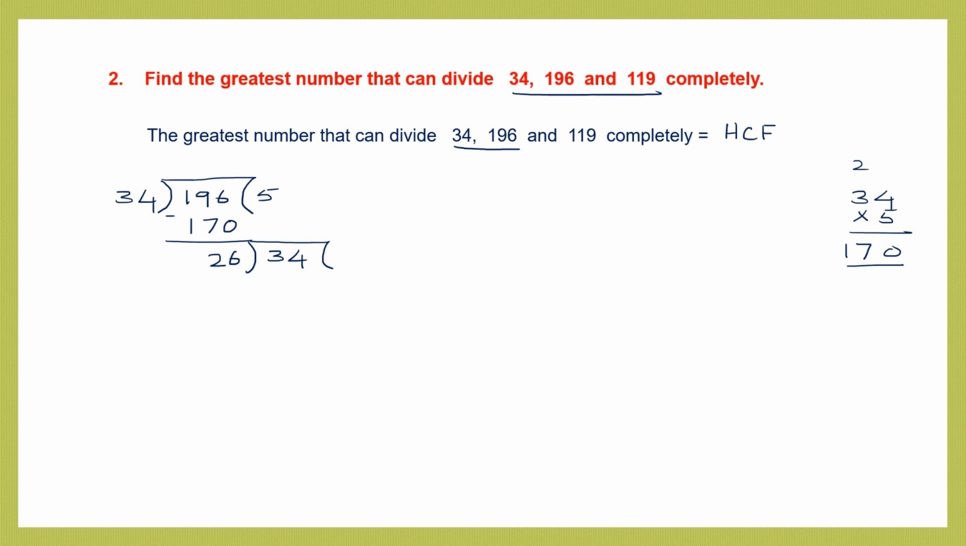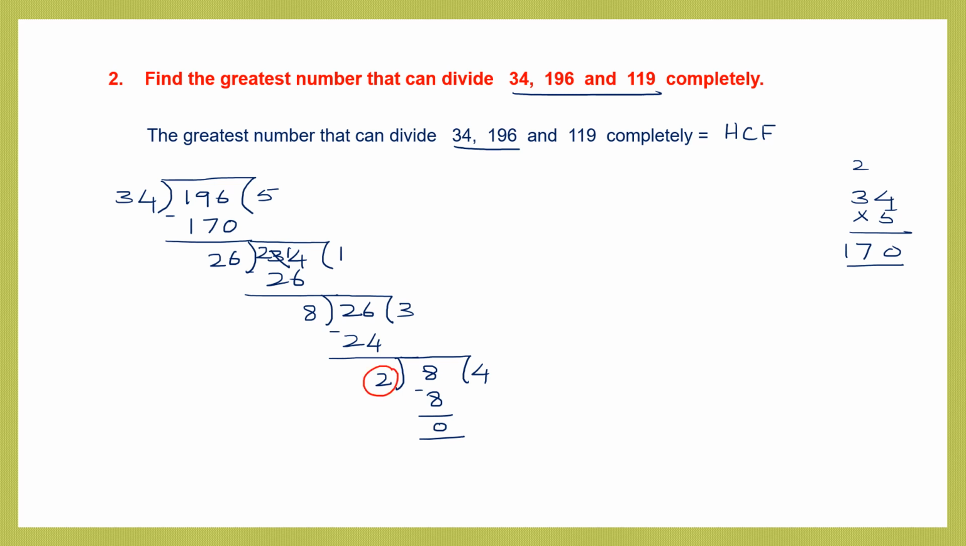So 26 ones are 26. Now here again I'm going to borrow, 14 minus 6 is 8. So I'm going to put 8 outside as my divisor and 26 here. Now 8 threes are 24. Now let me subtract. 6 minus 4 is 2. Then we have 0 and then now I'm going to put 8 inside. 2 4s are 8. So we've got a remainder 0. So our last divisor is 2. The last divisor that gave us this remainder 0 is what we are going to use with the next number.